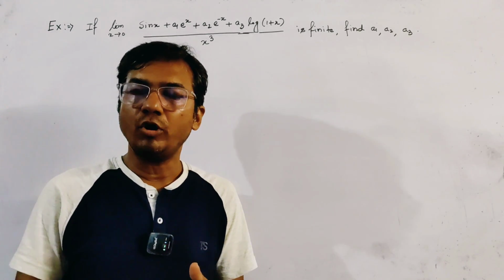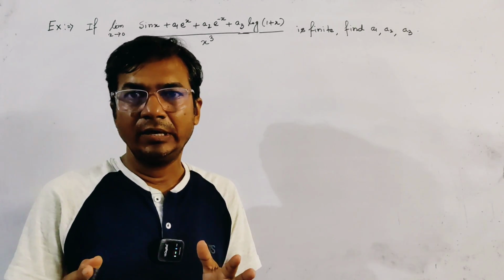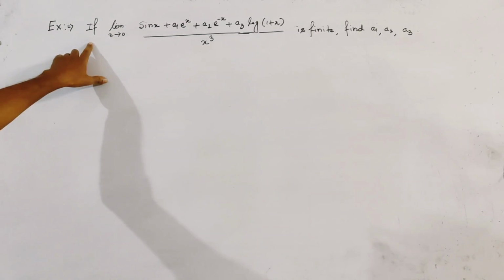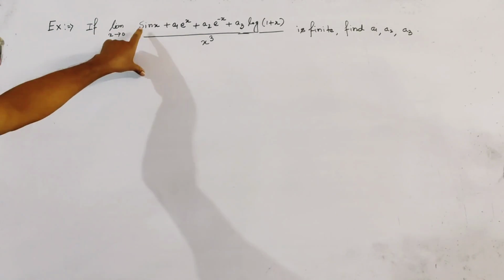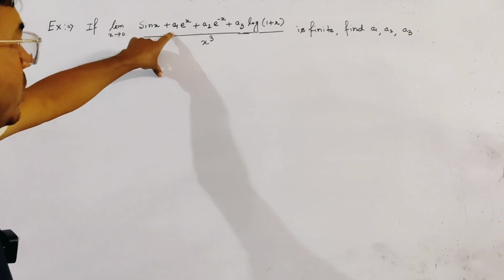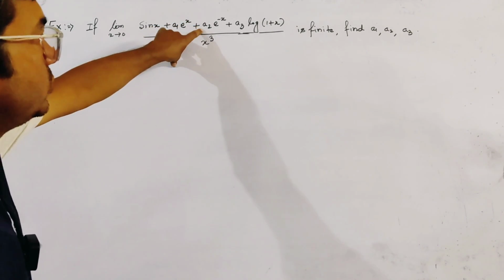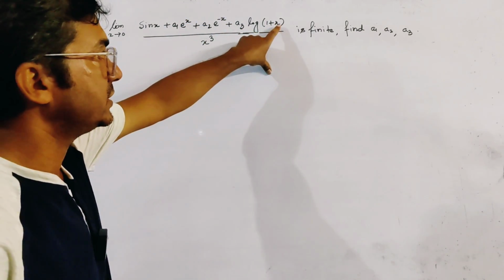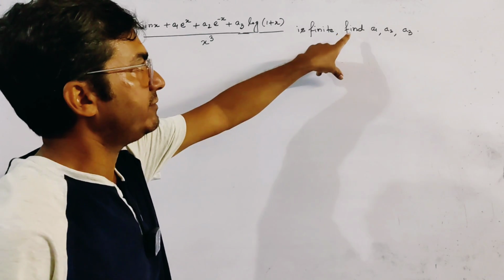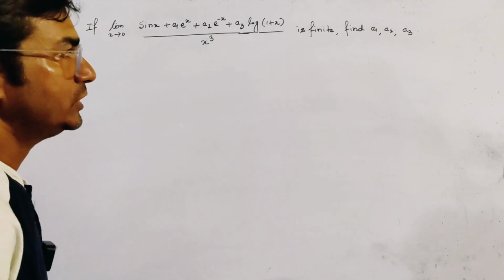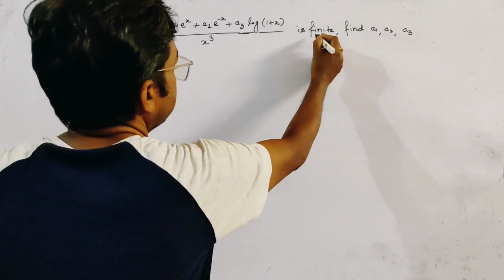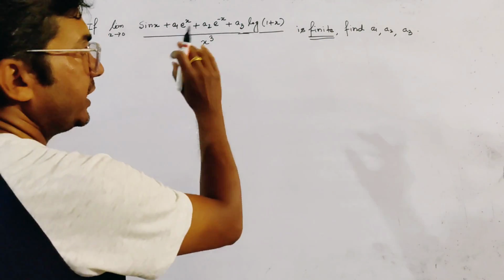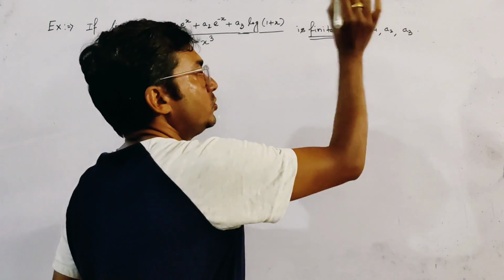Today's problem is from limit of function, and this is a special type of limit. The problem is: if the limit as x tends to 0 of (sin x + a1 e^x + a2 e^(-x) + a3 log(1 + x)) divided by x cube is finite, find the value of a1, a2, a3. So it is given that this limit is finite, so the limit exists and the value of this limit is finite. We have to find the value of a1, a2, a3.